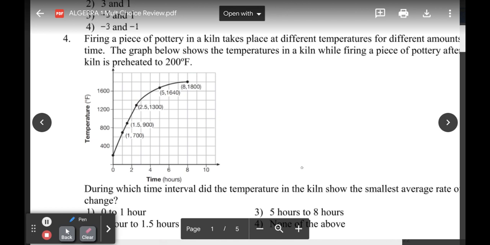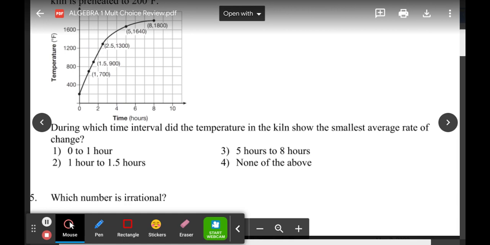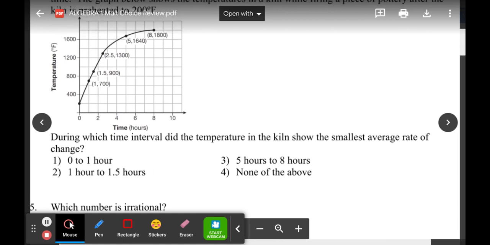Firing a piece of pottery in a kiln takes place at different temperatures for different amounts of time. The graph below shows temperatures in a kiln while firing a piece of pottery after the kiln is preheated. Who cares? There's a graph. Now, if you look at the question, it says, during which time interval did the temperature in the kiln show the smallest average rate of change?